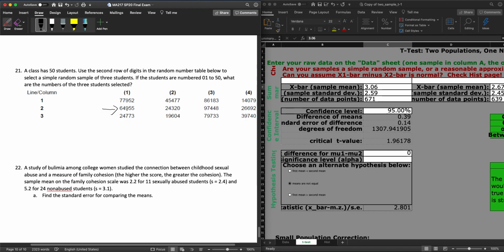64 is too large, 95 is too large, 52 is too large, but 43 is not. So 43 is the first numbered student that we're taking. 20 is also not too large, so that's fine. 97 is too large, but then 44 comes next. So the 3 students chosen will be 43, 20, and 44.